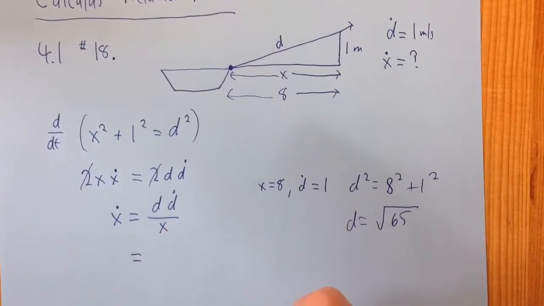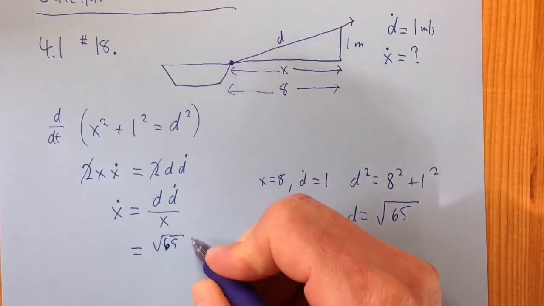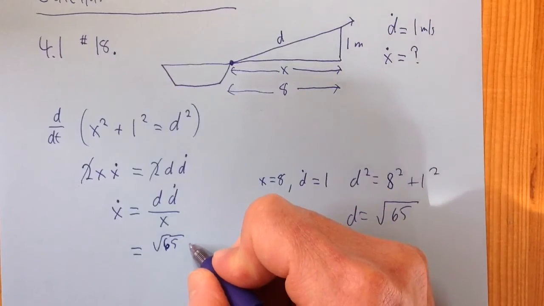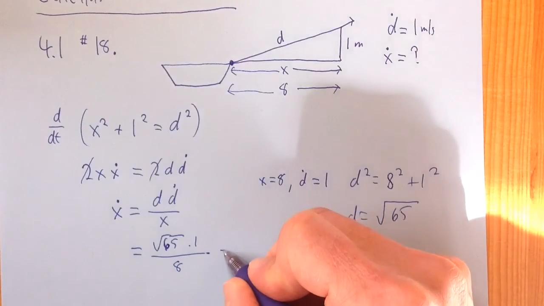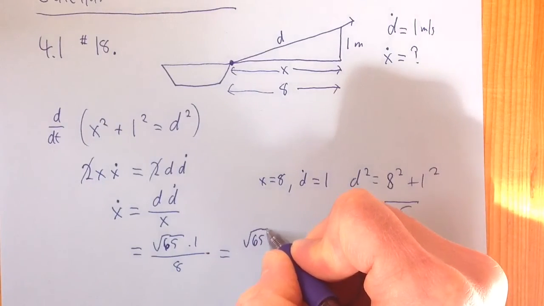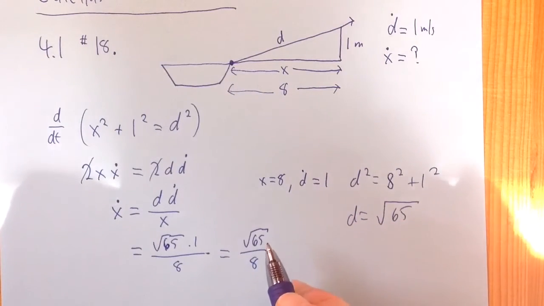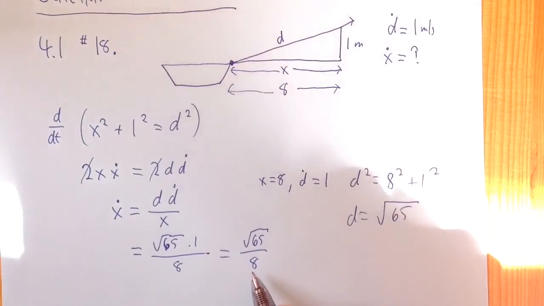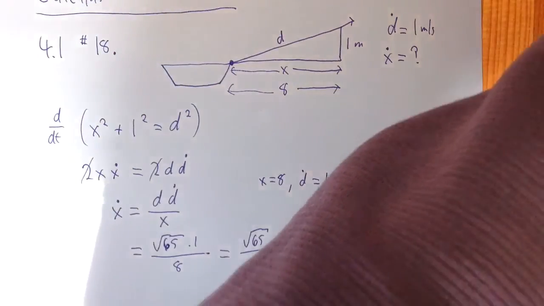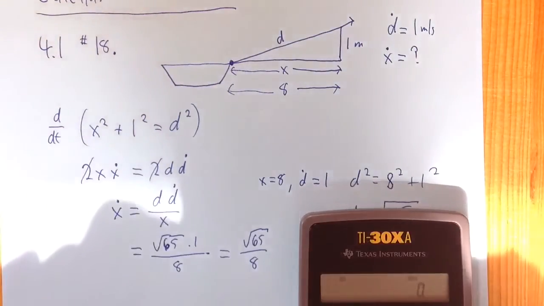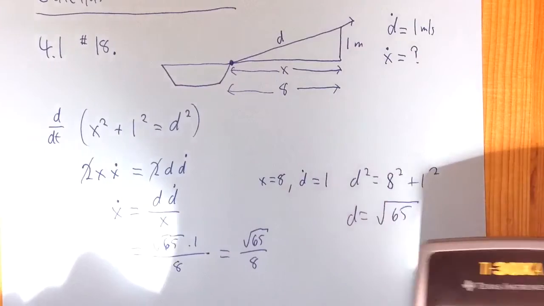So our x dot is d, the square root of 65. D dot is 1, so we don't really need to write that. X is 8. So it's just the square root of 65 divided by 8. Now I know the square root of 64 is 8, so the square root of 65 is going to be just a little bit bigger than 8. Something a little bit bigger than 8 divided by 8 is going to be just a tiny bit bigger than 1. You could leave it as square root of 65 over 8. If we did the math, square root of 65 divided by 8, I get 1.0078.